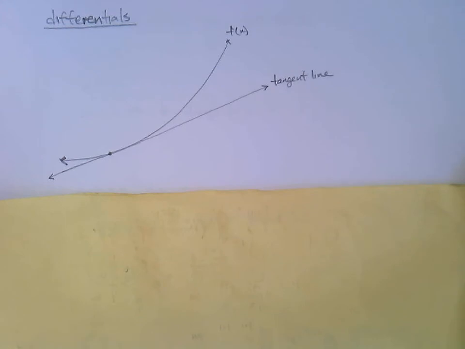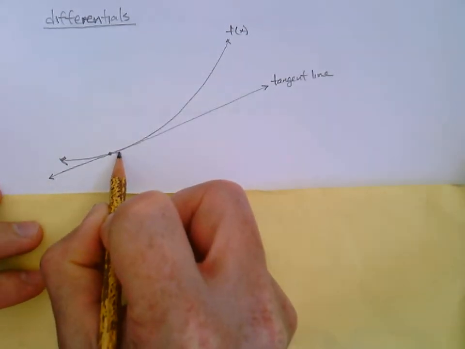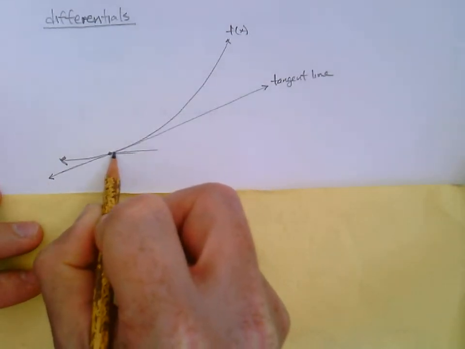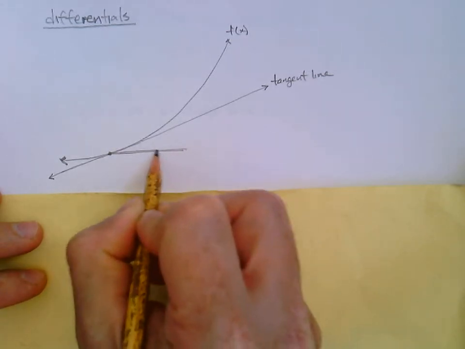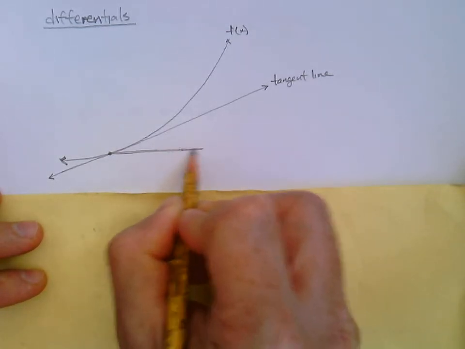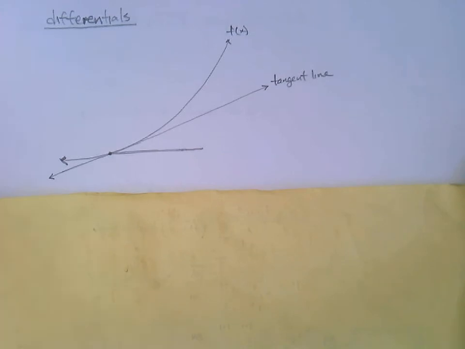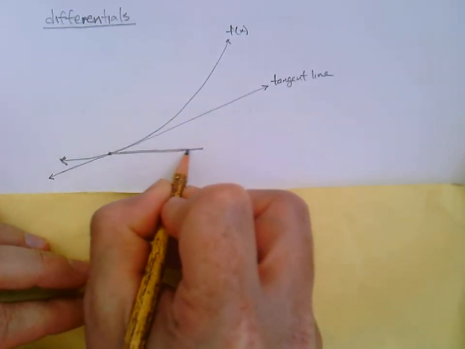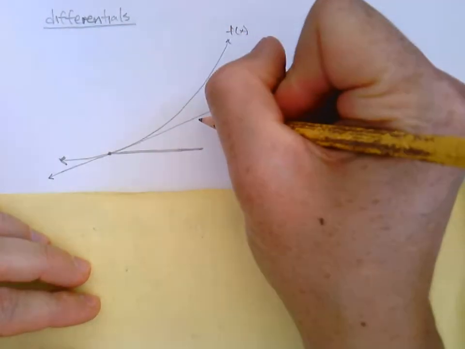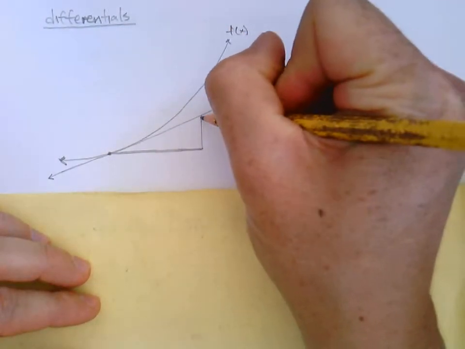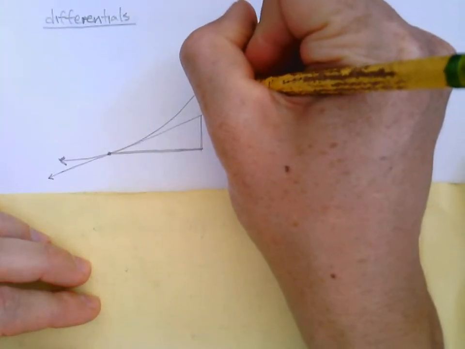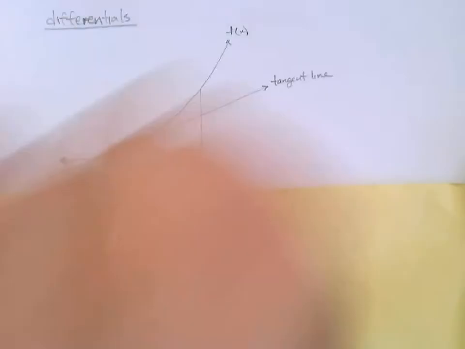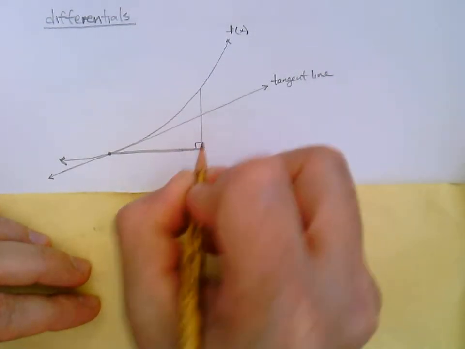So what's this idea of differentials? Here's what we're going to do. I'm going to draw a triangle extending out this way for maybe about that far. I think that'll work. Okay. And then I'm going to draw it straight up. And I'm not going to stop at the tangent line. I'm actually going to go all the way to the function. Okay. And that's a little right triangle.